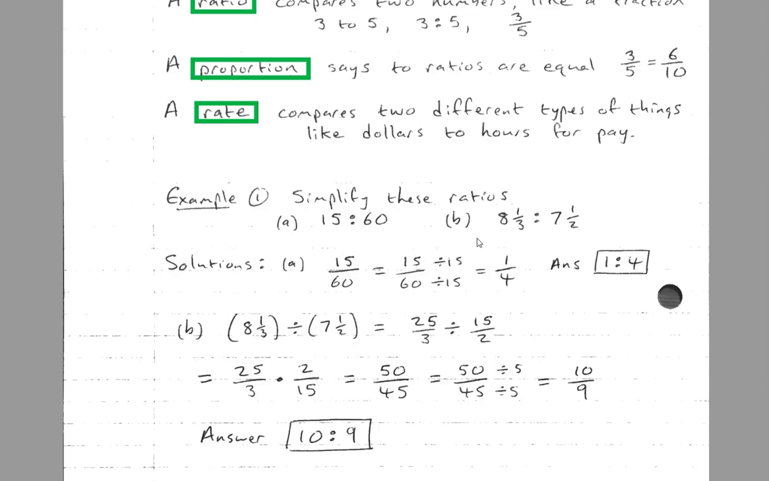Okay, how about part B? Let's compare these two mixed numbers. So the operation is division, so think of this as 8 1/3 divided by 7 1/2. How do you divide mixed numbers? Well, convert them to improper fractions. So here we have 3 times 8 plus 1, that's 25 over 3. Here we have 2 times 7 plus 1, that's 15 over 2.